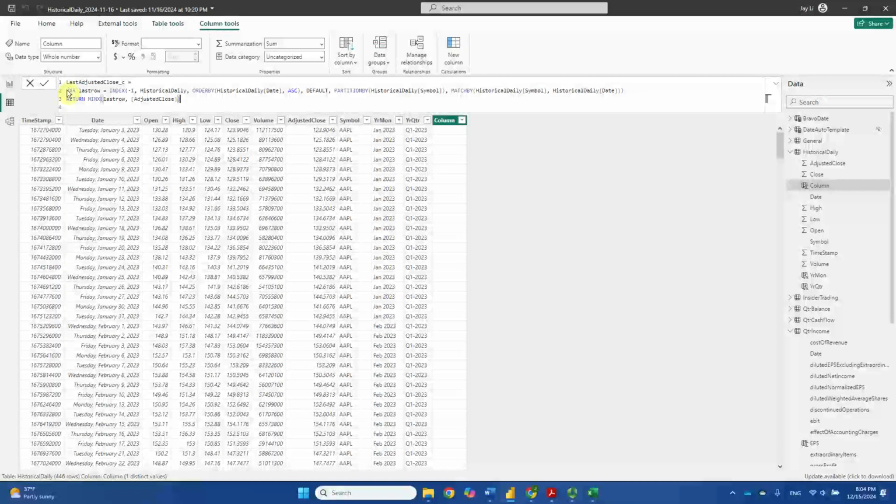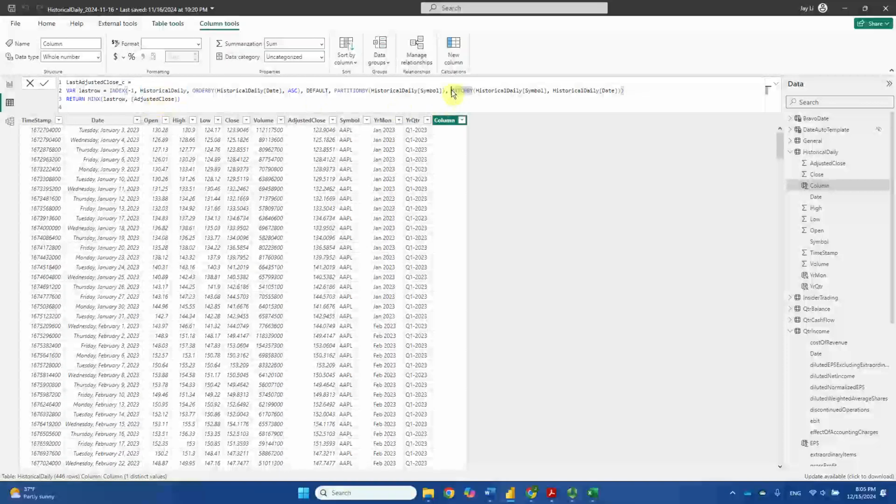Okay, so as Power BI processes a particular row, the row context is going to be used to compute the value of this calculated column for that row. So here, assuming currently Power BI is processing the row related to Apple on March 30th, 2023. Okay, so the index function is of course going to use that row context. With that in mind, the index function is going to first take a look at the historical daily data set.